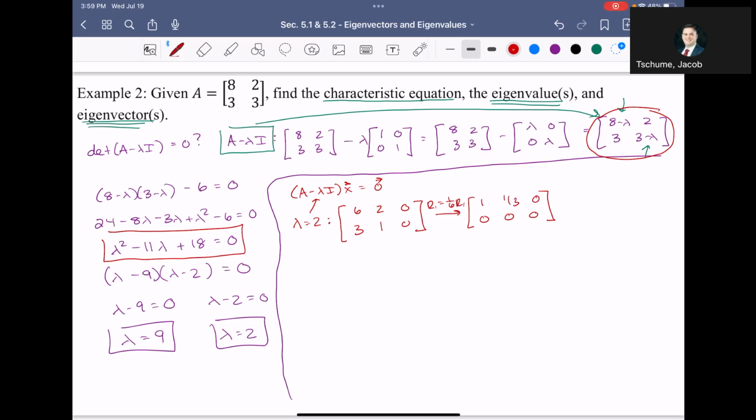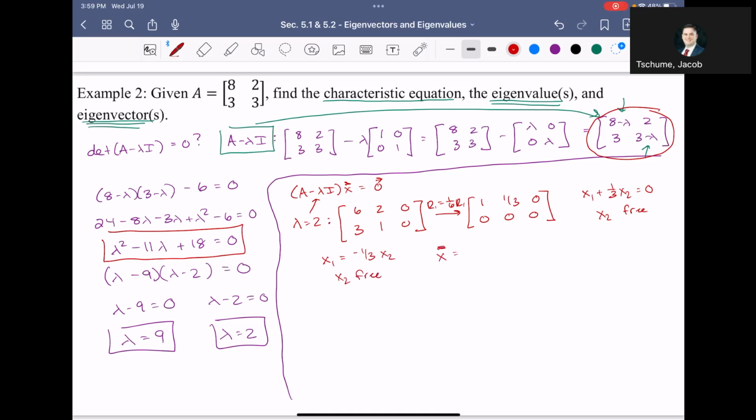What this tells us, this first row, is that x1 plus a third of x2 must be 0. And then since there is no pivot position in the next column, x2 must be free. Solving for your basic variable, we can say that x1 is equal to negative 1/3 of x2, with x2 being a free variable. And then we know how to write this solution.